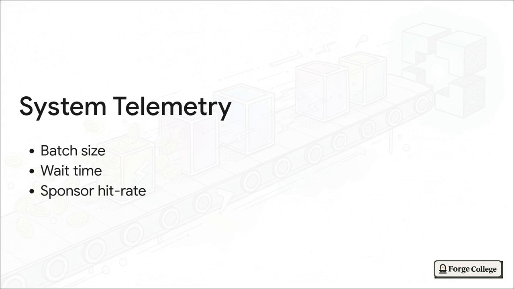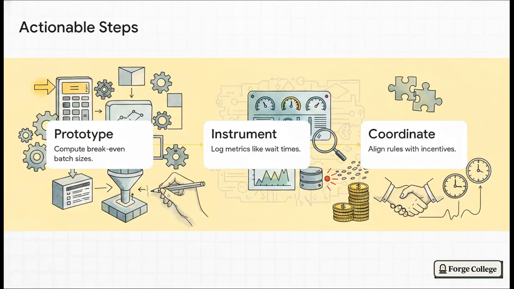So here is how this translates into actionable steps for your development pipeline. Step 1. Prototype. Run controlled experiments to compute your break-even batch sizes. Figure out where the math actually makes sense for your specific app's payload. Step 2. Instrument. Put those telemetry metrics we just discussed straight into your logging so you can iterate based on hard data.